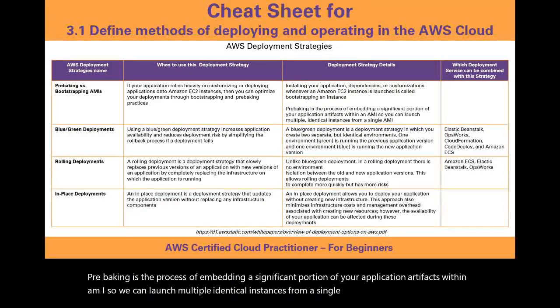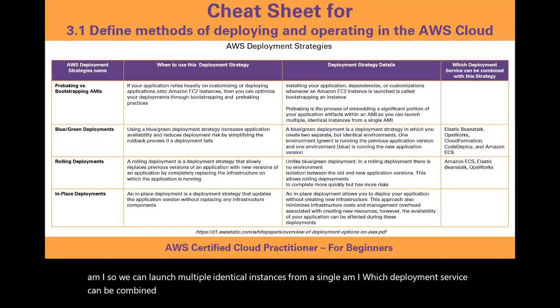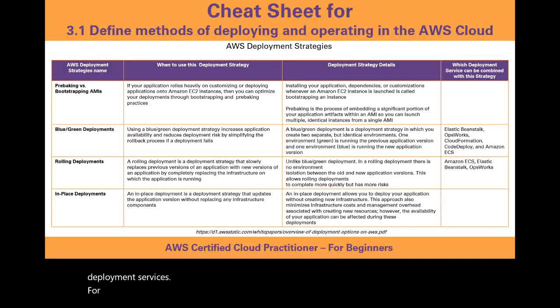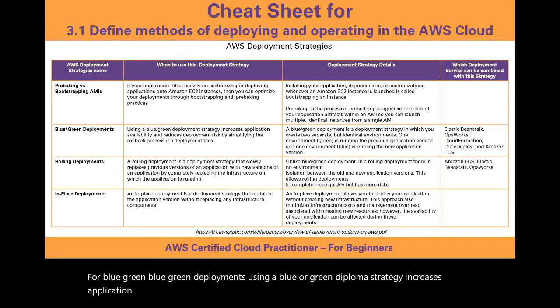Which deployment service can be combined with this strategy? There's no specific service, so it can be used with all the deployment services. For blue-green deployments, using a blue or green deployment strategy increases application availability and reduces deployment risk by simplifying the rollback process if a deployment fails.